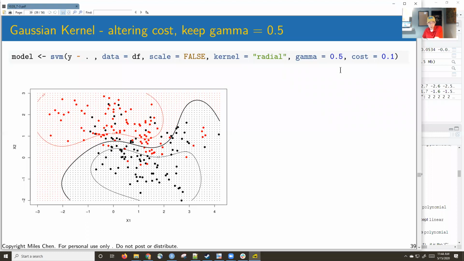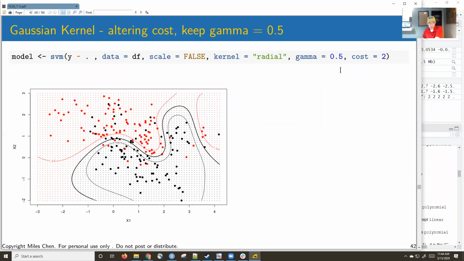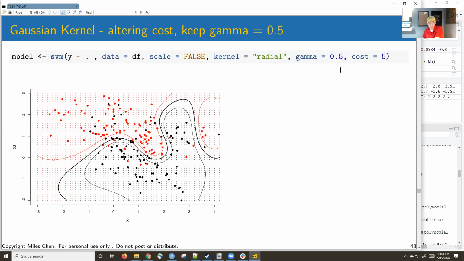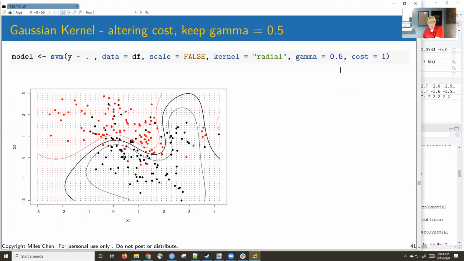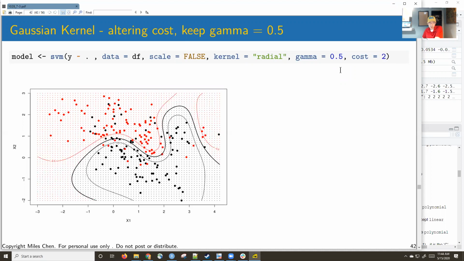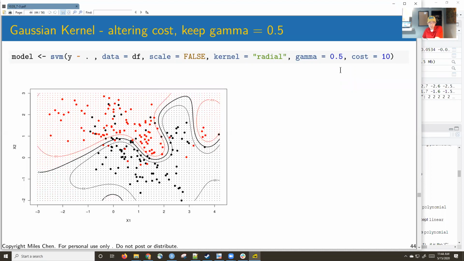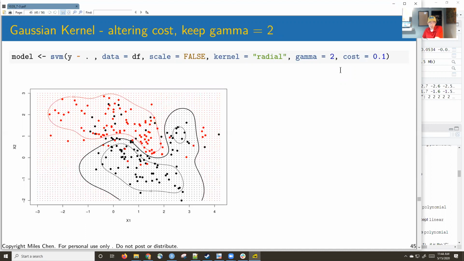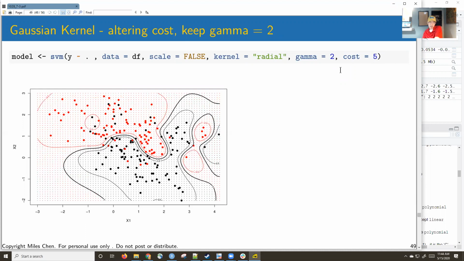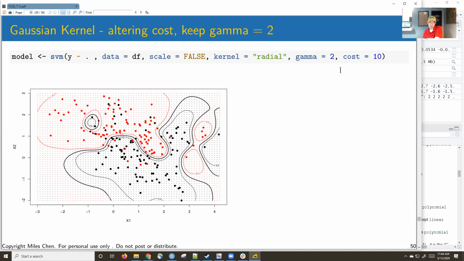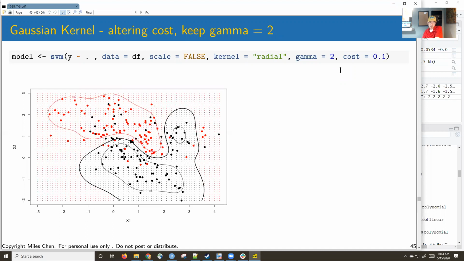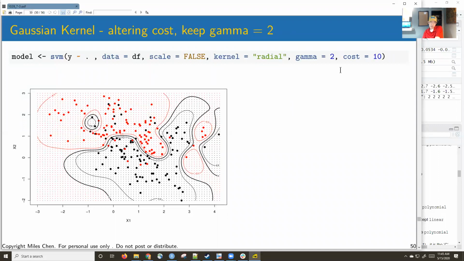So here's cost 0.1, cost 0.5, cost 1, cost 2, cost 5, cost 10. Okay. So what happens when you increase the cost here? All right, and that's gamma with 0.5. Here's gamma equal to 2, cost is 0.1. And as I increase the cost, that's what we get, okay? So here's gamma 2, cost is 0.1, and I'm increasing the cost up to 10, keeping gamma equal to 2.